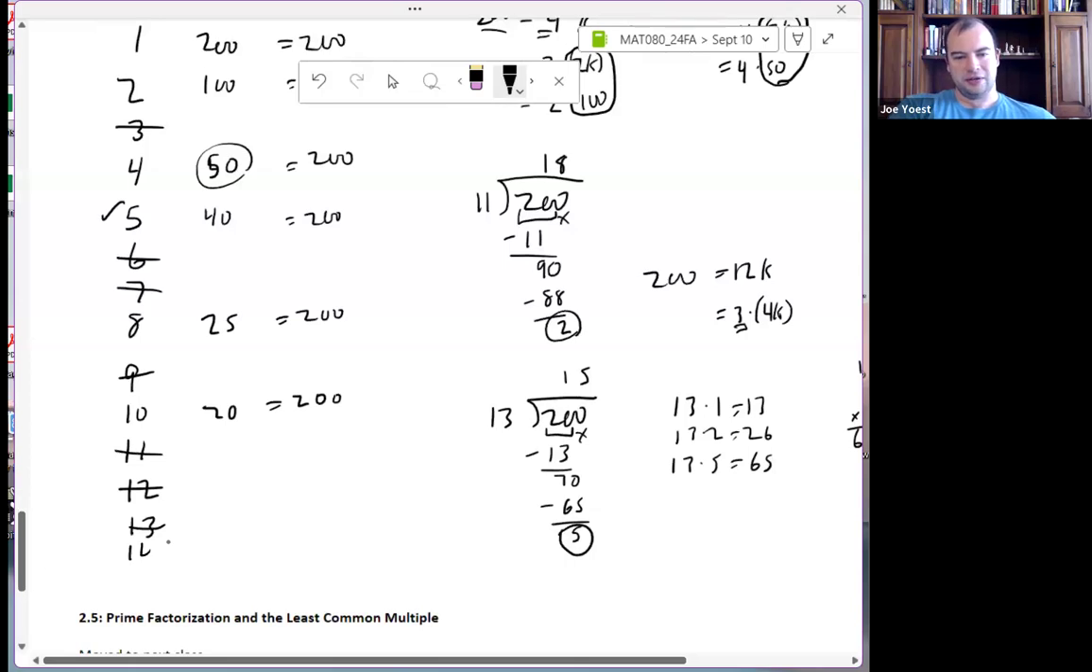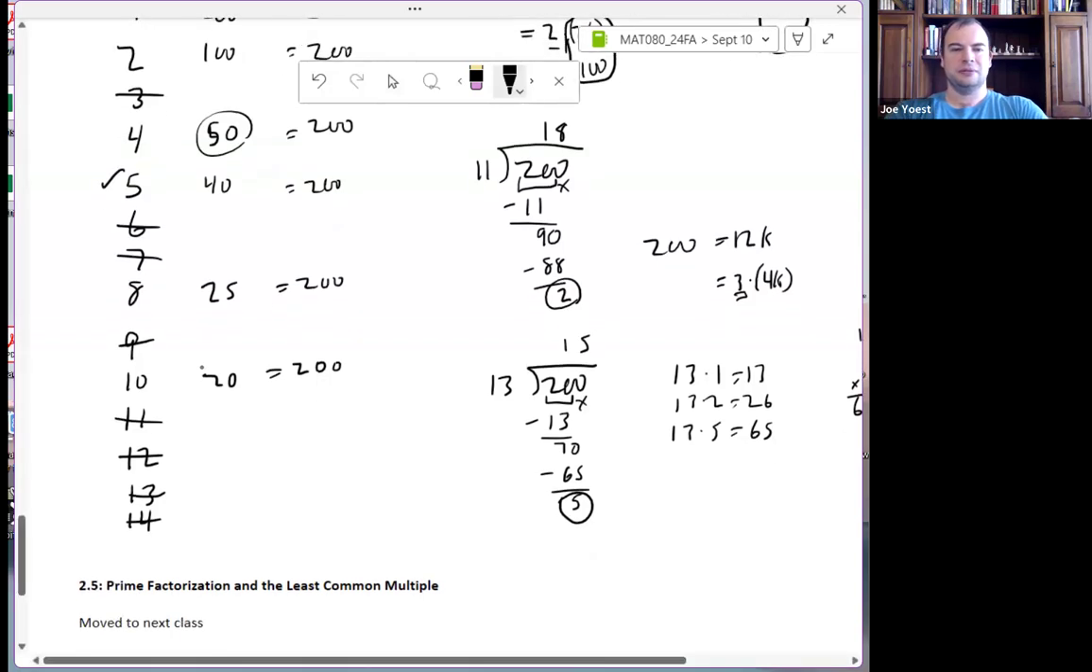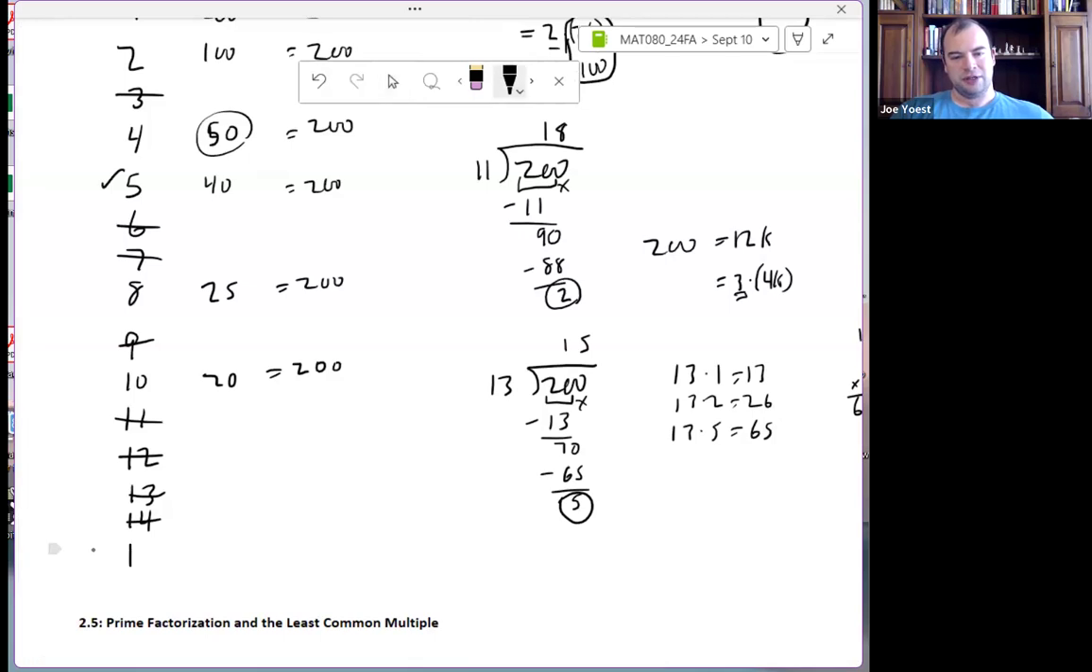If we look at 14, 14 is 7 times 2. So if 200 was divisible by 14, it'd have to be divisible by both 7 and 2. It's not divisible by 7. So it's not divisible by 14 either. If I go to 15, 15 is 3 times 5. If 200 was divisible by 15, it would have to be divisible by 3. It's not, therefore can't be divisible by 15.